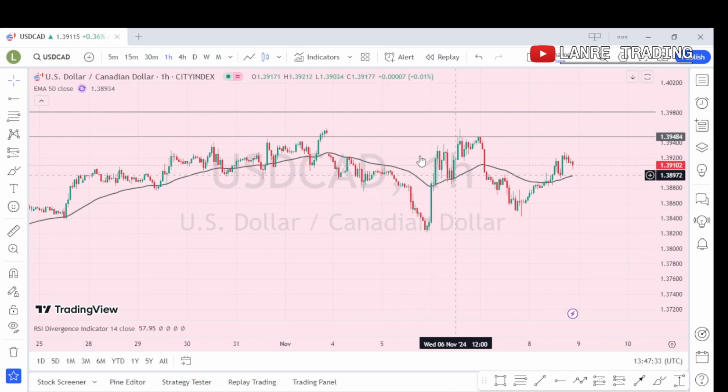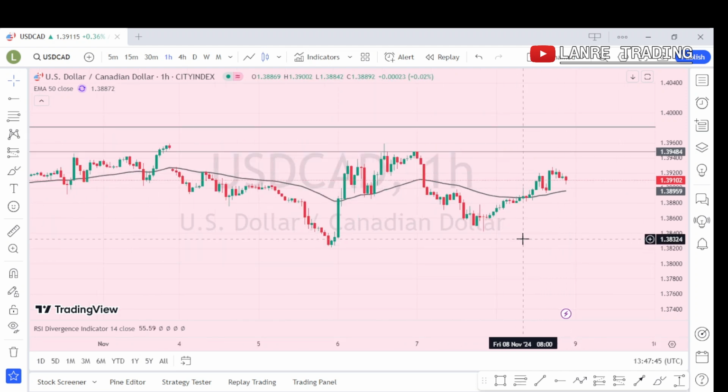Basically, what price is creating, we need to wait for more confirmation if truly the entry that I'm spotting here will tend to play out. We need more confirmation, so we need to wait for price.